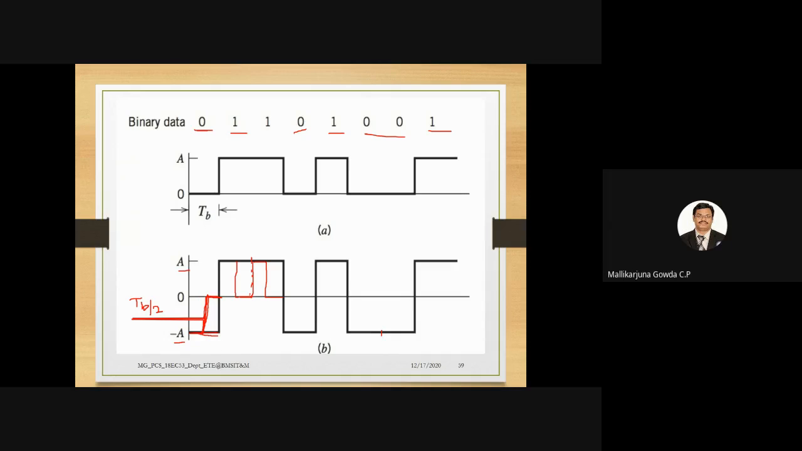Then the next bit is 0, so it will be negative for only half of the bit duration, then it comes back to 0. So this is polar return to 0. Then you can write this also like that. 1 will be like this. The next bit is 0, so it will be minus A volts only for half the bit duration, and another half the bit duration will be 0. Then again it will be minus A volts only for half the bit duration, then another half the bit duration will be 0, like this.